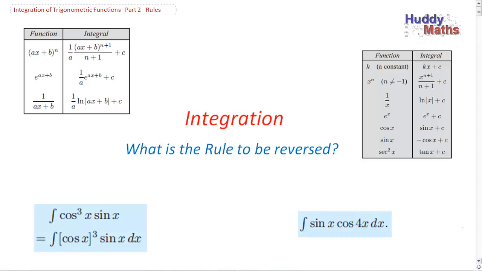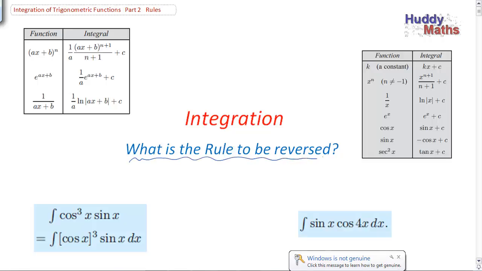Hey, welcome back to integration of trig functions, and this course presumes that you have already done the basics of integration with algebraic functions. We're just going to extend it now. So from what we've already said, the big question with integration is what is the rule to be reversed, because in integration that sum of an infinite number of rectangles' areas came down to using an area function whose derivative was the given function. So we had to go and undo the derivative, anti-derivative if you like.